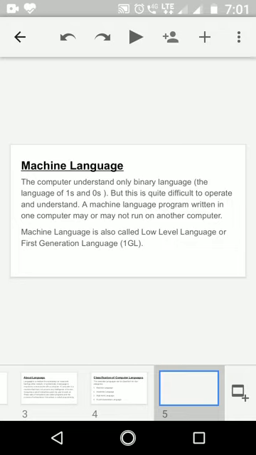It is very easy for the computer to understand this machine language, but at the same time it is quite difficult for us to work on it, because for each address and for each data we have to remember the instructions in zeros and ones. One drawback of it is that the machine language program for one computer may be different from that for another computer. So the program which is made on one computer may or may not run on another computer. Machine language is also called low level language or first generation language.